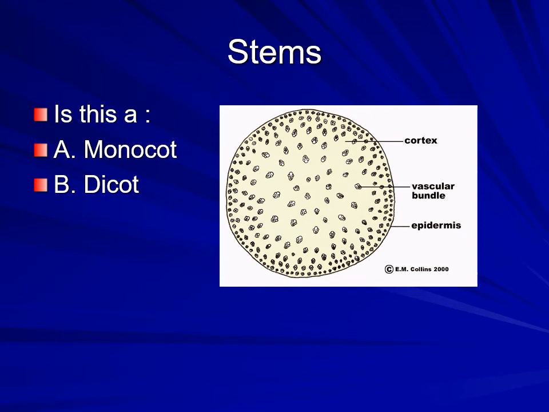All right, welcome back to Plant Science 1. This week we're talking about leaves and continuing our comparison between monocots and dicots.